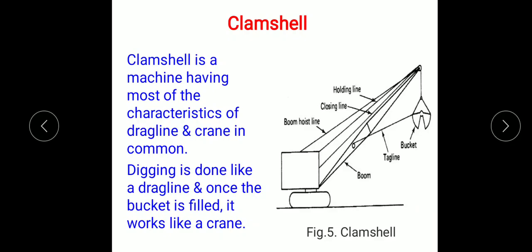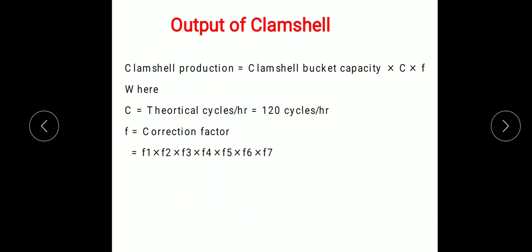So the working of this clamshell is the same as that of a dragline, only the thing is here the force is applied through the closing line, because of which the bucket gets closed after filling the material in the bucket. The output of this clamshell can be found out by using the same formula as that of a dragline. So output is equal to clamshell bucket capacity multiplied by C multiplied by F.